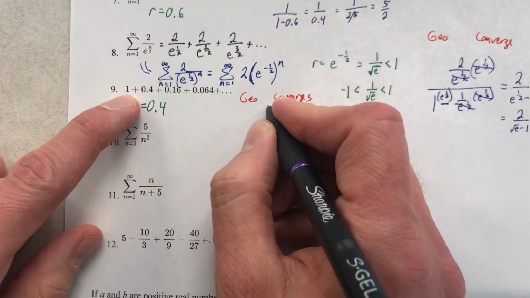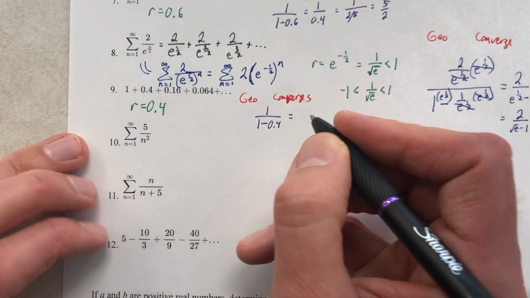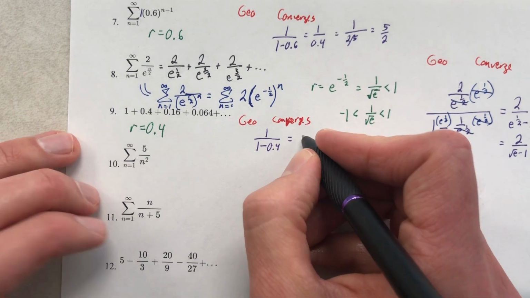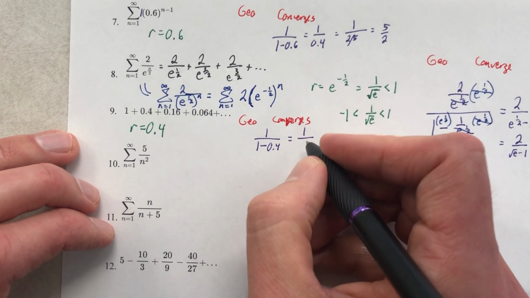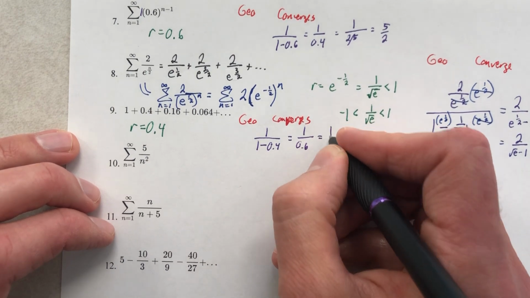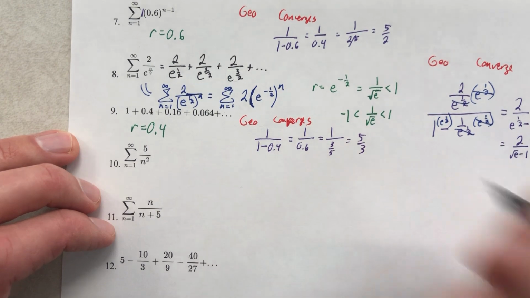First term is 1. 1 minus 0.4. And it's going to look a lot like this one up here, but it's just going to be a little bit not like that one up there. Let's see, 0.4 would be 0.6. And that is 1 over 3/5, which is 5/3.